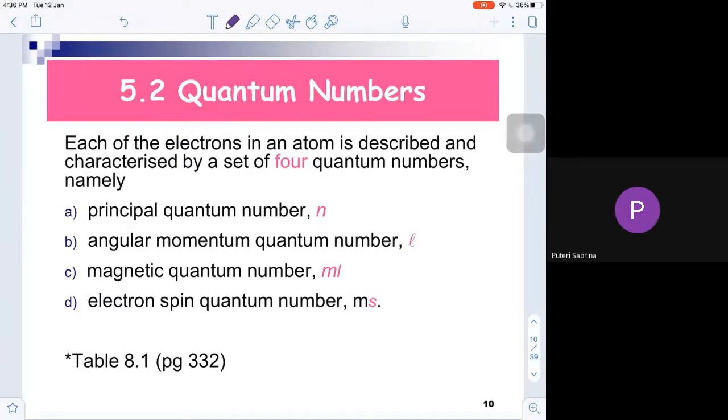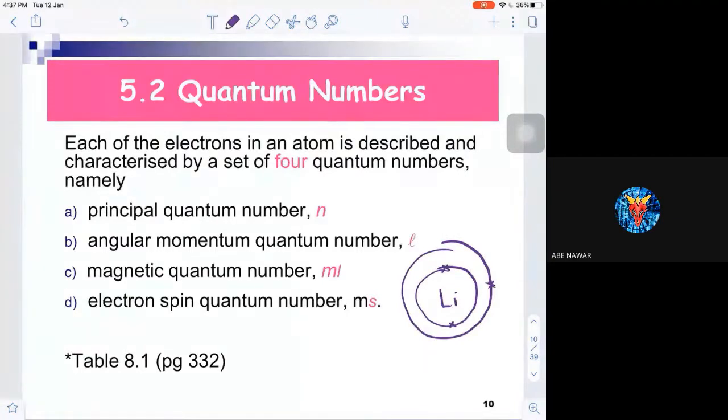Let's say we have lithium. How many electrons does lithium have? Please check your periodic table. Lithium is element number 3, so it has 3 electrons around the nucleus of the lithium atom.